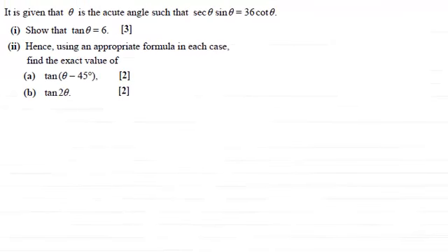Hi. Now in this question, it is given that theta is the acute angle such that sec theta sine theta equals 36 cot theta. And in part 1, we've got to show that tan of theta equals 6, and then go on to, hence, using an appropriate formula in each case, find the exact value of the tan of theta minus 45 degrees and the tan of 2 theta.